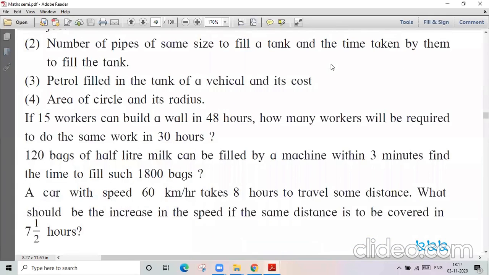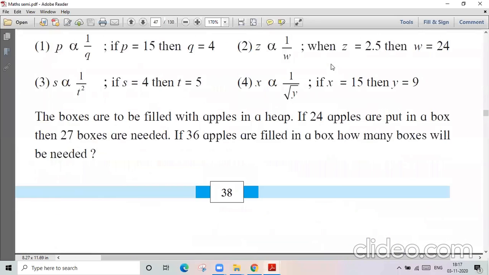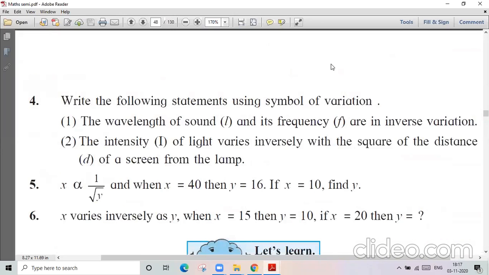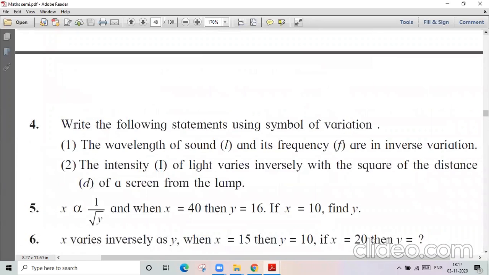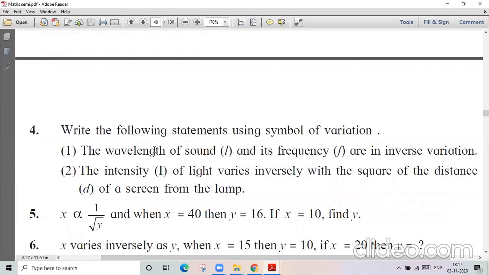Next slide: Practice set 7.2, question number 6. Do we have space here? Yes. So what is the question, guys? Look at the screen.